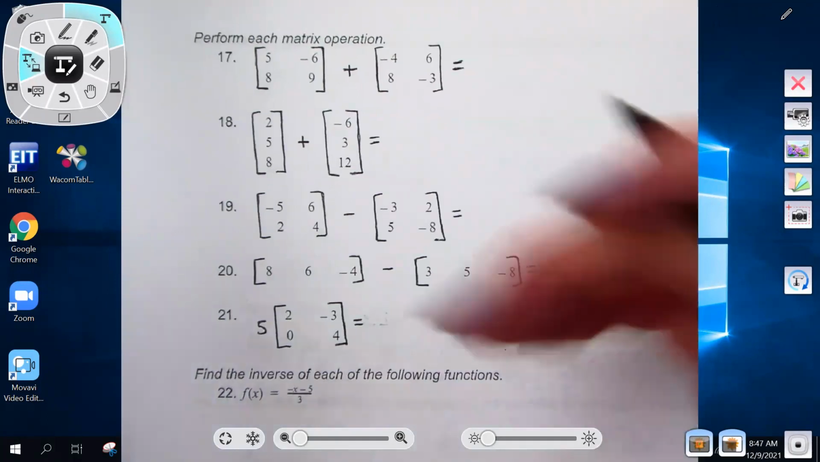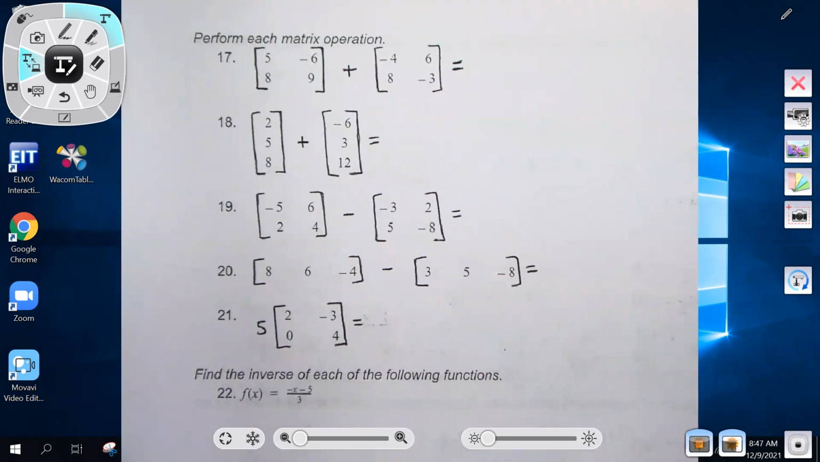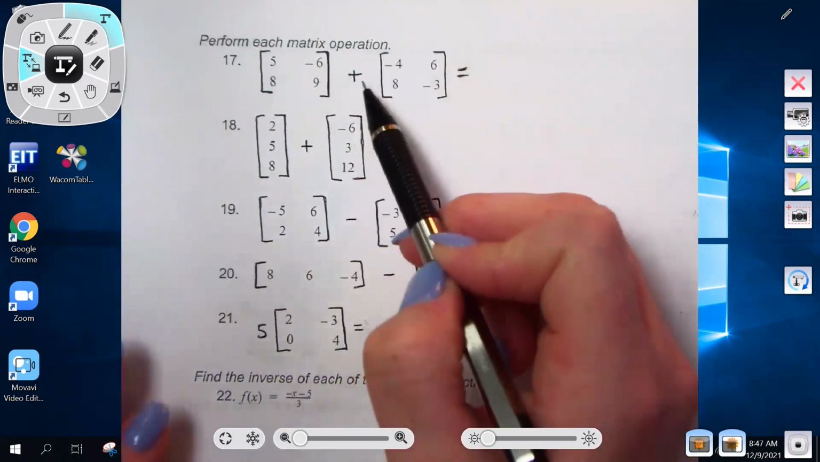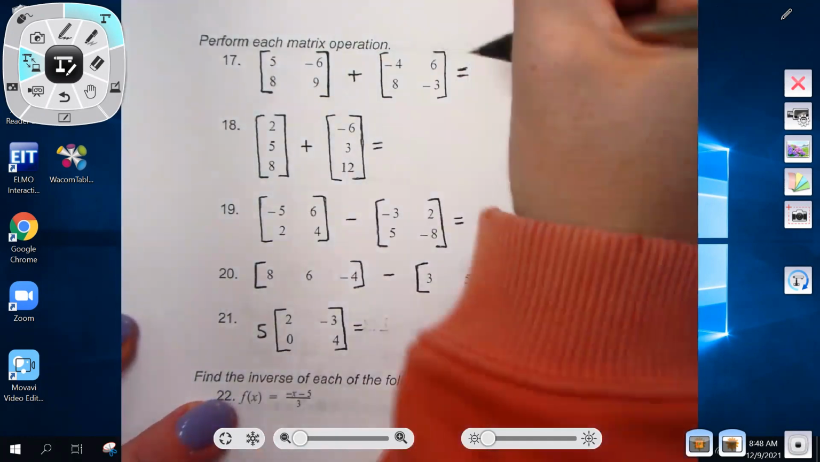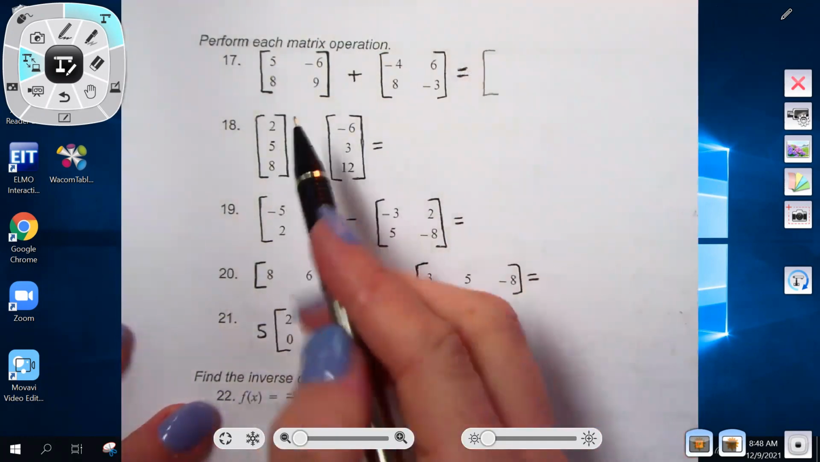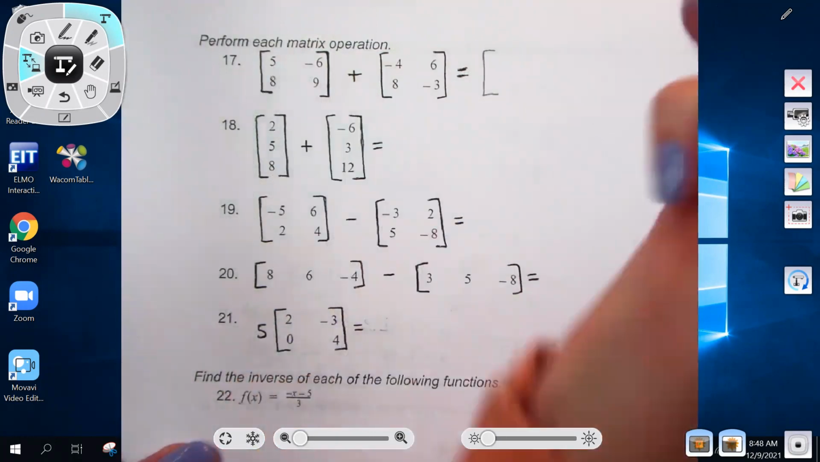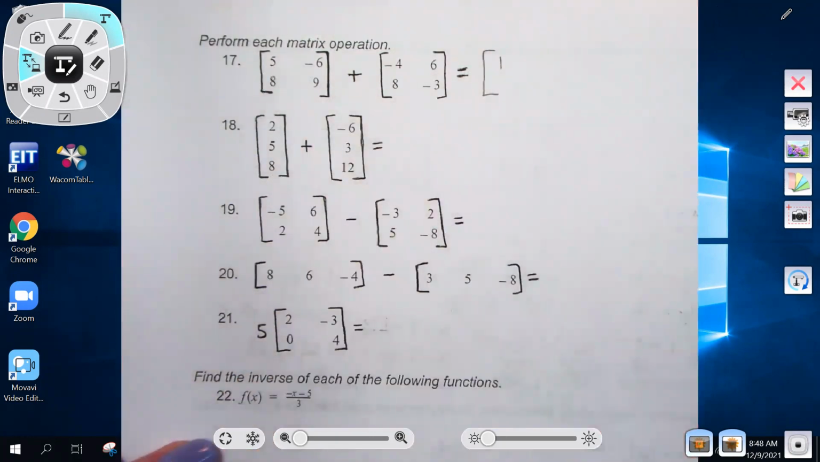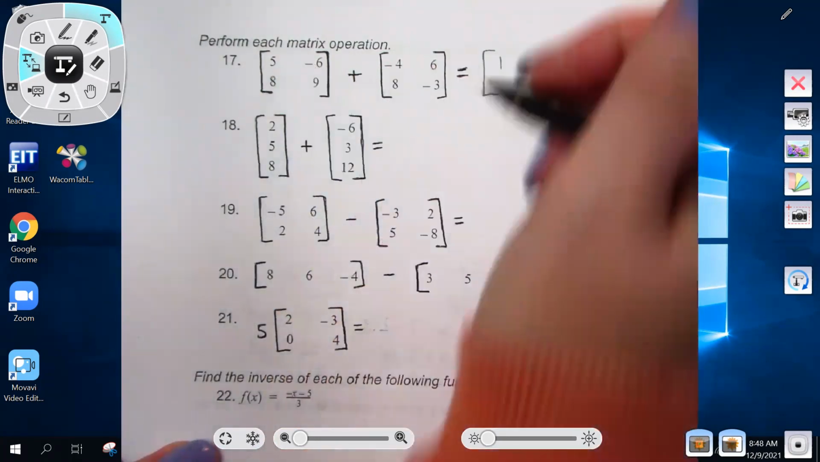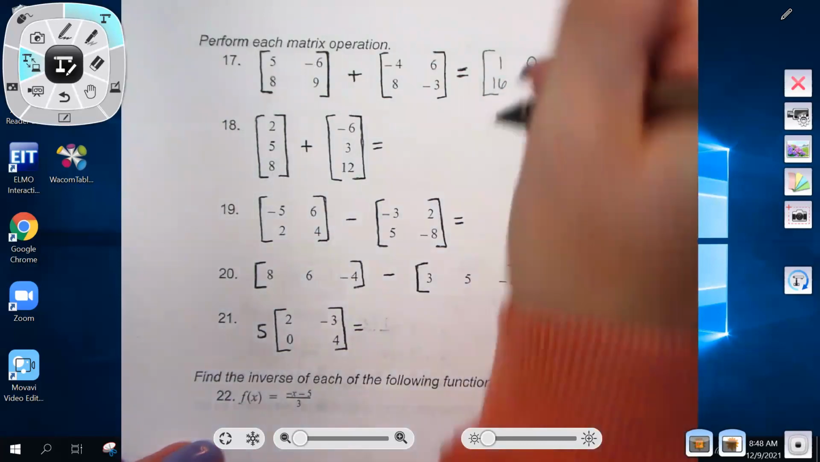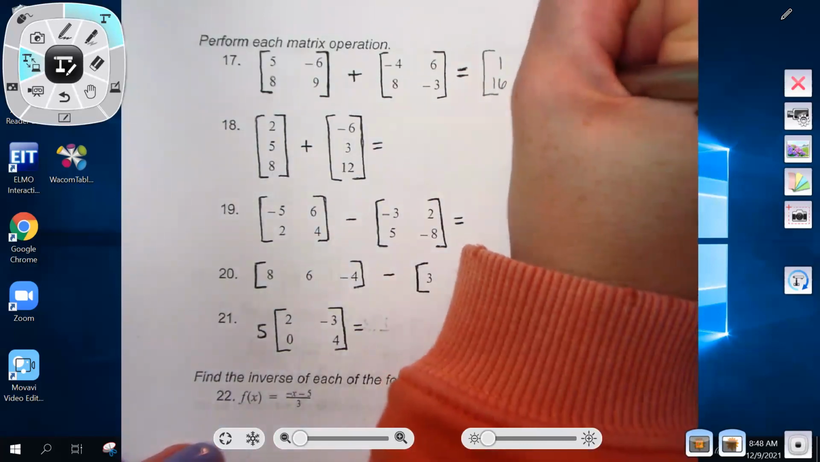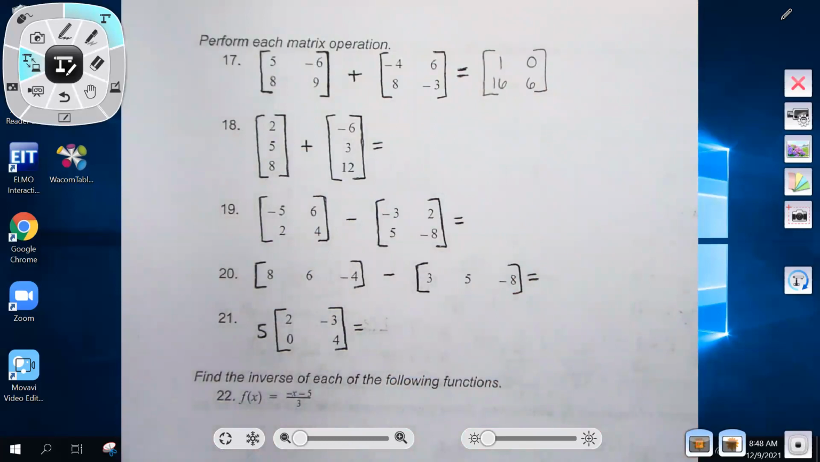Okay, this next section, our instructions say perform each matrix operation. So to add these two matrices together, all you're doing is adding corresponding elements. So our answer will be another 2 by 2 matrix. We've got 5 plus negative 4 is positive 1. Negative 6 plus 6 is 0. 8 plus 8 is 16. And 9 plus negative 3 is 6. That's our answer.